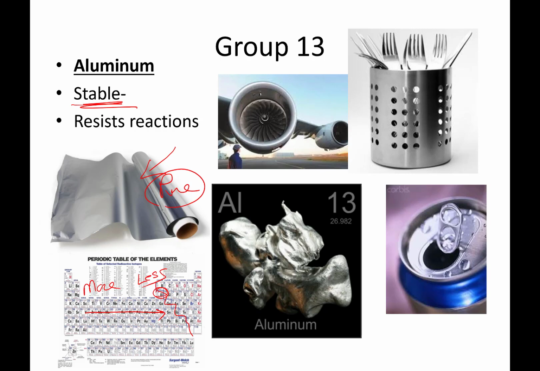And it is so pure and so stable that we wrap baked potatoes in it, and you can cook in it, and we drink pop and beer out of it, and it can be used to make airplanes. Why do we know it's stable? Well, from experience, but also its position on the periodic table. It's over here on this far right side of the metals. It is a stable element in the metals, and that's because of its position.